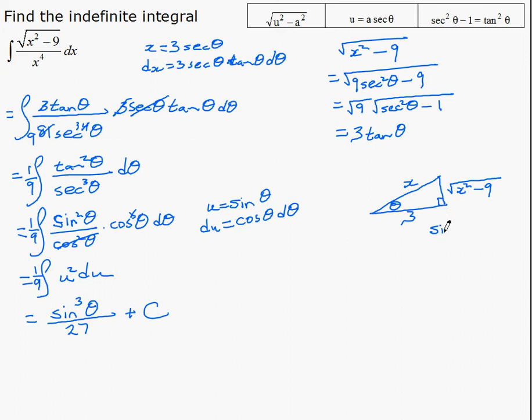So the sine of theta, based on this triangle, is going to be opposite over hypotenuse, which is x. That's cubed, so if we replace it now, we get the square root of x squared minus 9, cubed, over 27x cubed plus a constant.